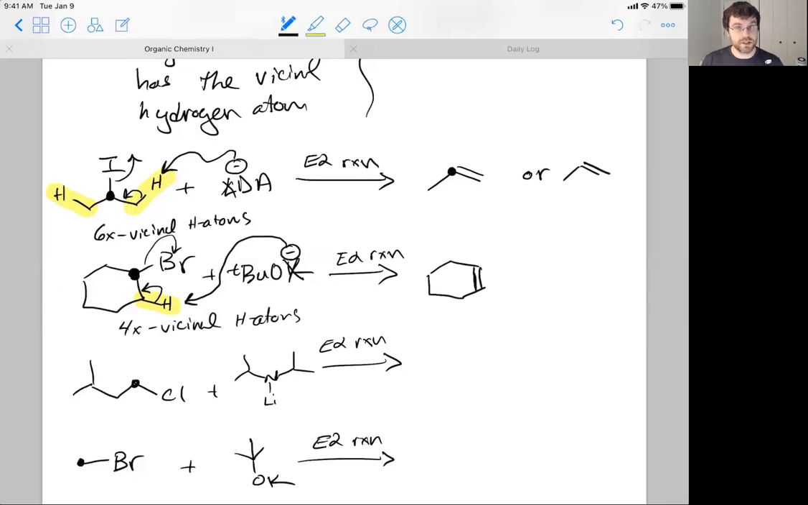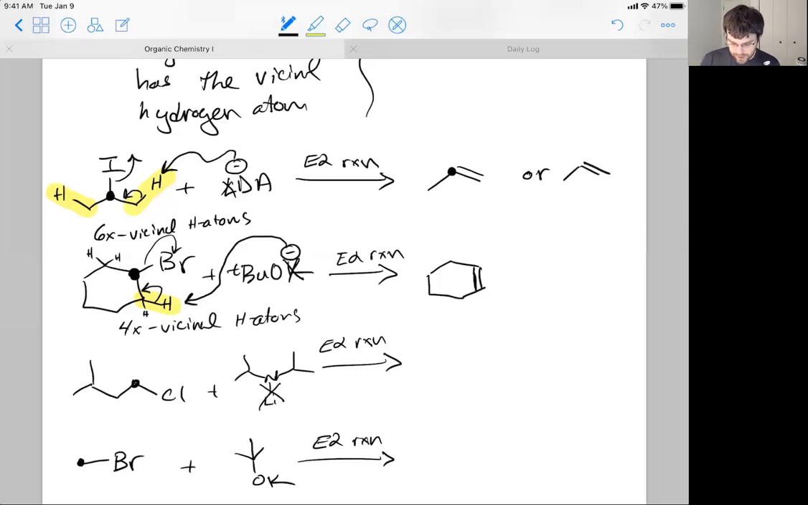Just like the previous example, I could have attacked a different position. There's a separate pair of vicinal hydrogens on the top. As long as there was another vicinal hydrogen I could have grabbed. In this case, it wouldn't have made a difference. There's only one possible product. In this case, it's cyclohexene.